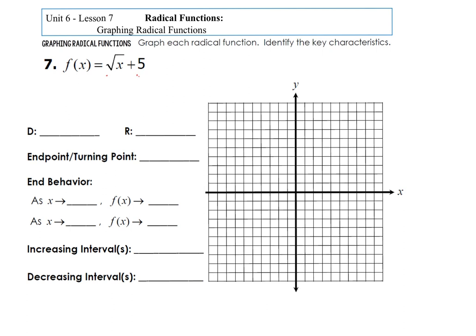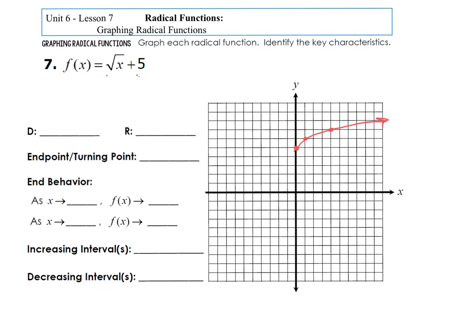1, 2, 3, 4, 5, right here. And then it would say (1, 6). And the next point you could plot would be (4, 7). And it continues out to the right.